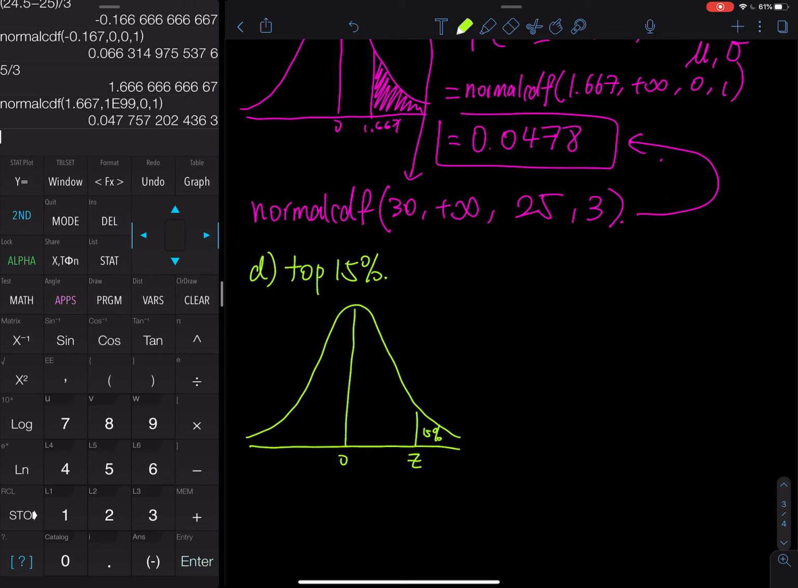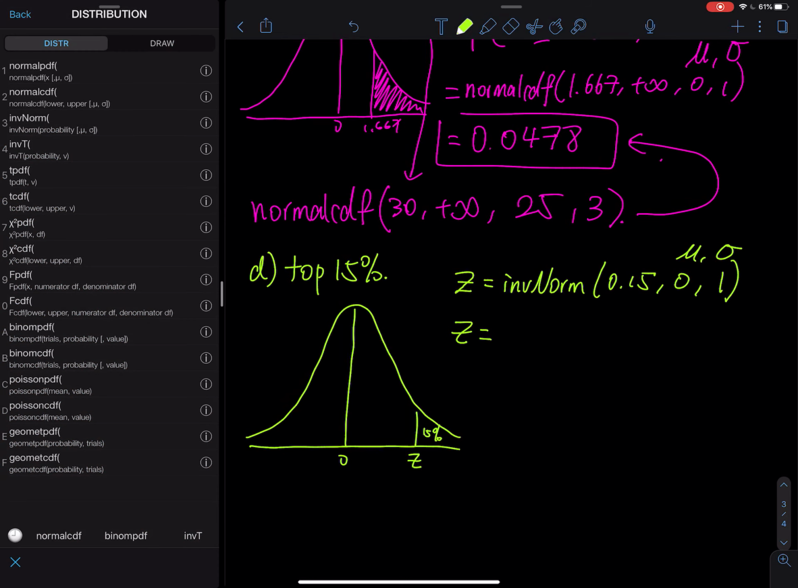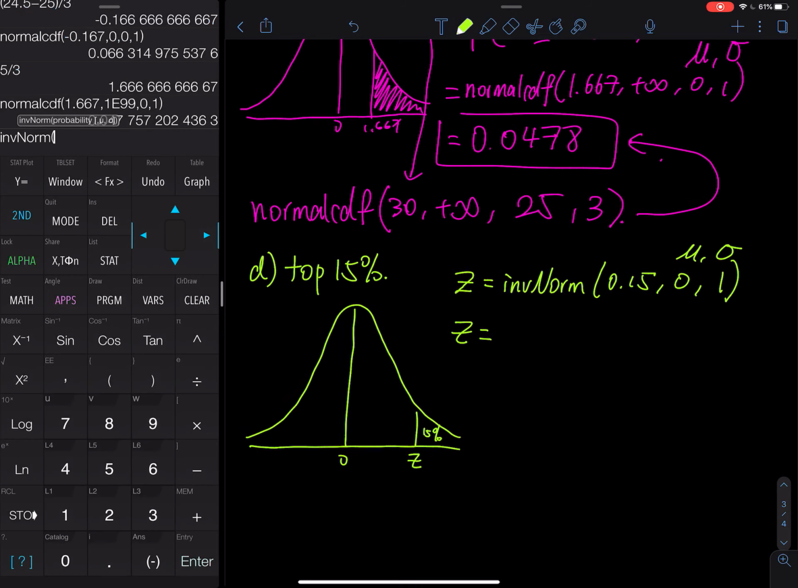So to find the Z, you have to use inverse norm. So Z is equal to inverse norm of 0.15. The mean is 0. Standard deviation is 1. You see a Z. Mean is always 0. Standard deviation is always 1. Where do we find the inverse norm? That is right under normal CDF. You go to second VARS, and right under normal CDF, you see inverse norm, line number 3. You click inverse norm and then you input the probability 0.15. The mean is 0. The standard deviation is 1.